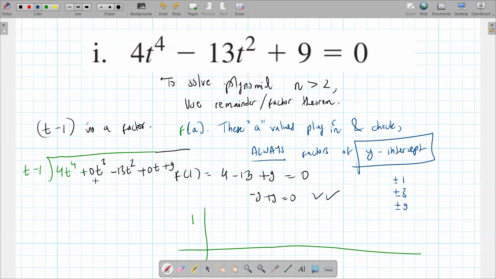For synthetic division, we only care about the coefficients. It's the same thing, except we don't care about the t's. We're strictly concerned with the coefficients, like that.